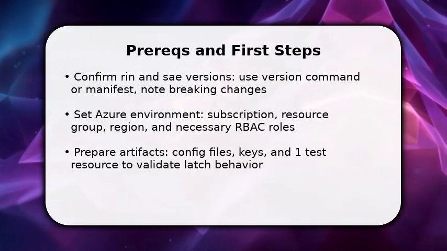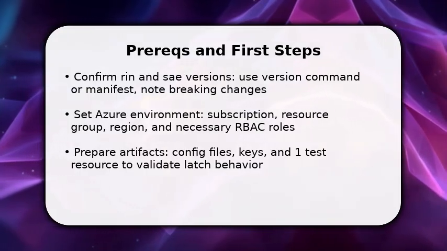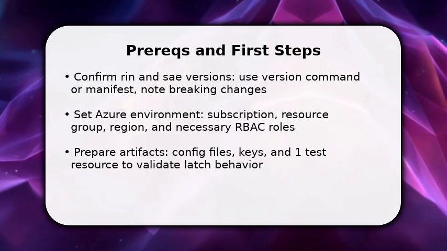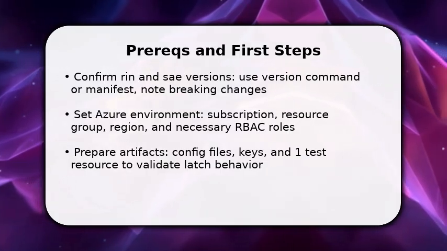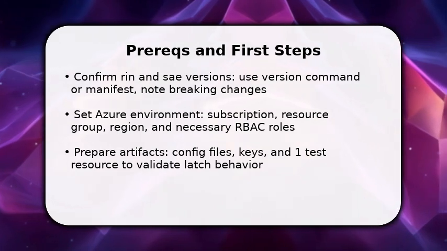Next, stage the artifacts, configuration, service keys, and a single test resource, so you can iterate quickly. Make sure to document version numbers and any feature flags. That saves debugging time when behaviors diverge.